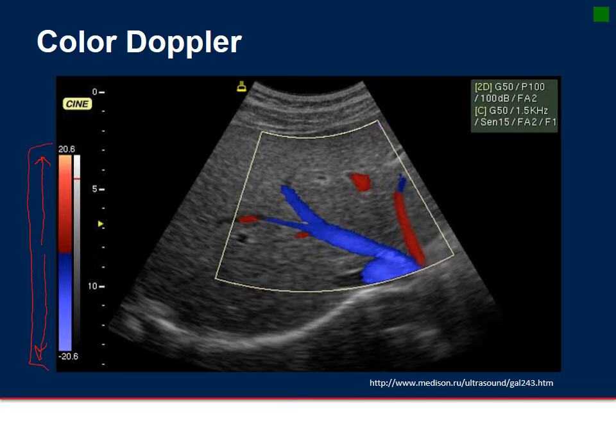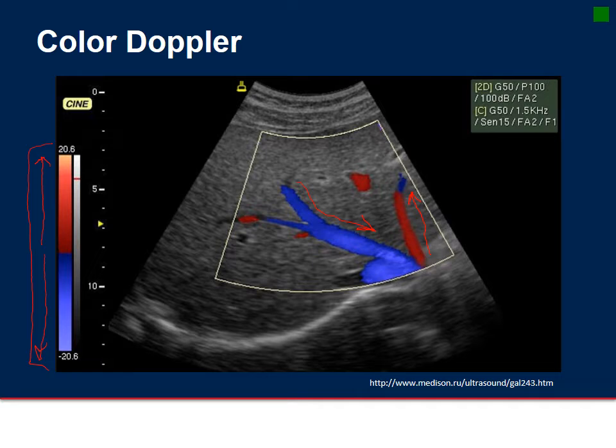You can also see that there's a different gradient in each of these colors. Something that has higher velocity flow is going to be a lighter red, and likewise a lighter blue. In this image, you can tell that the blood in this vessel is moving away from the transducer, whereas the blood in this vessel is moving towards the transducer, just by the color of the vessel. It's also important to remember that the blue and the red have nothing to do with whether it's venous blood or arterial blood. It's only direction.